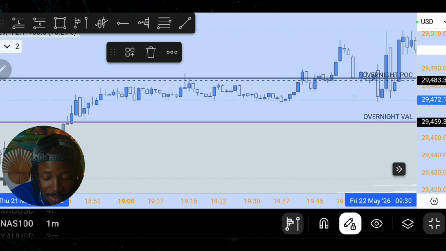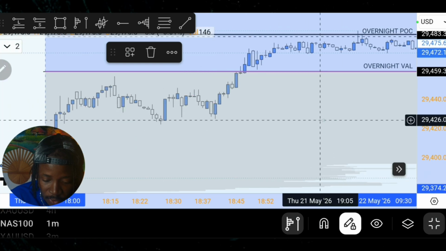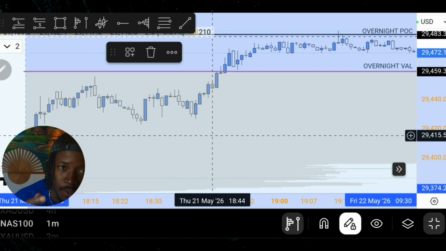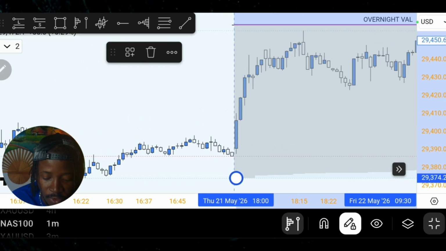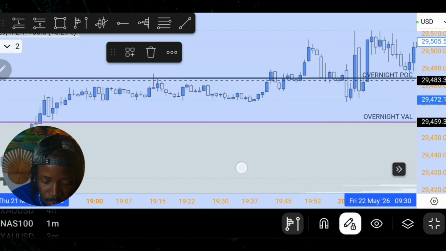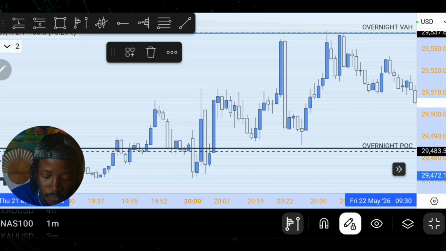Those are the places I love to take trades from. Except there's an exception: if you have a weekly POC and then you have the previous day volume area high or volume area low, then it's fine. But when you have double POCs, I don't advise you to take your trade from there. Just wait for it to get to one of those extremes and your trade will work more for you.